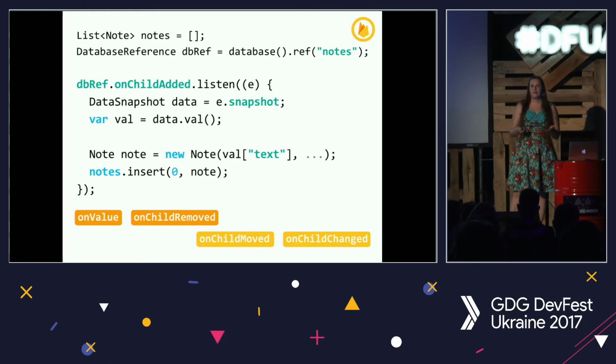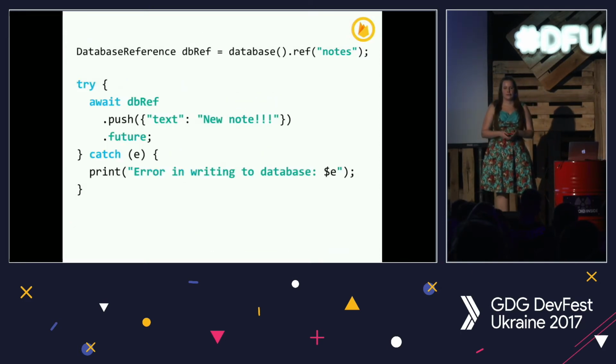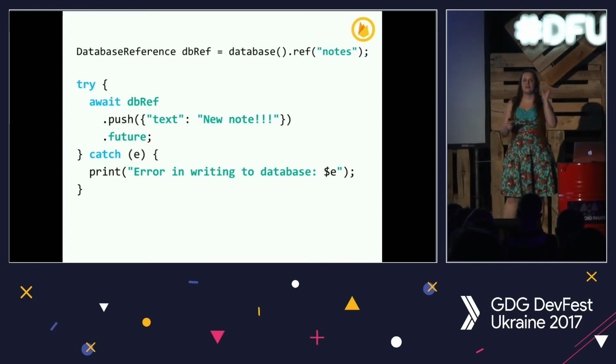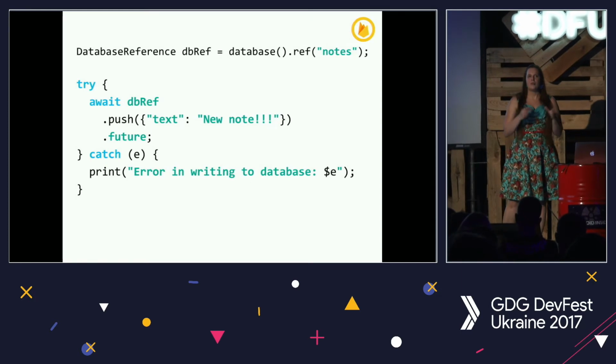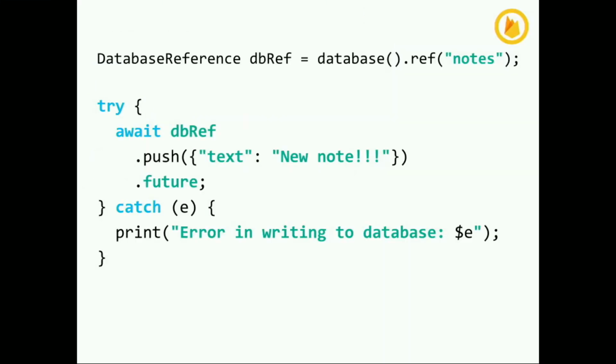It's prepared for you there, you can use it, and it's very easy to use like this. Okay, then we want to do sending new nodes to the database. How can we do this? Again, we need to have the reference to the nodes.